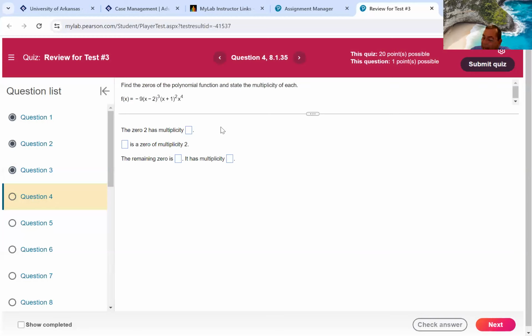All right, y'all, so let me write what I got here. F of x equals negative 9 times x minus 2 to the third times x plus 1 squared times x to the fourth. Now notice what they got for the answers. The 0, 2 has a multiplicity blank. Blank is a 0, a multiplicity 2. And then the remaining 0 is blank. It has multiplicity blank. So these ain't bad, but let me show you what's happening to these so that you don't make mistakes on them.